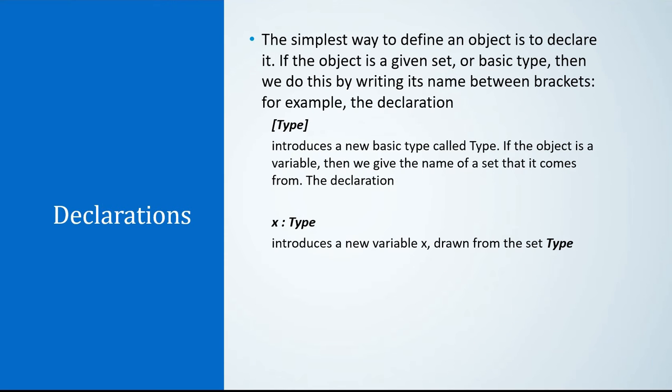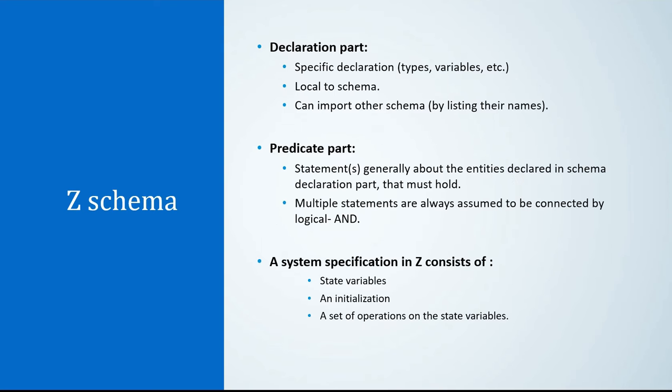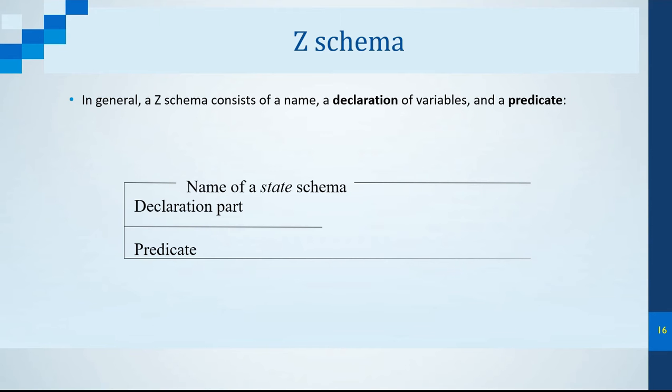Just to remind you, the main item in Z notation is the schema. The schema has two parts: the first part is the declaration, and the second is the predicates. We have at least two types of schema: the state schema, which represents the structure of the system, and the operation, which represents the dynamic aspect of the system.